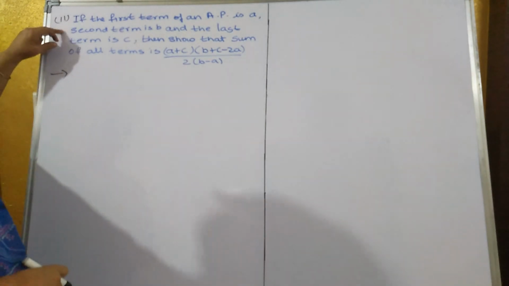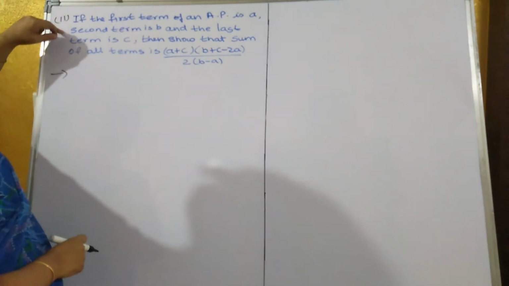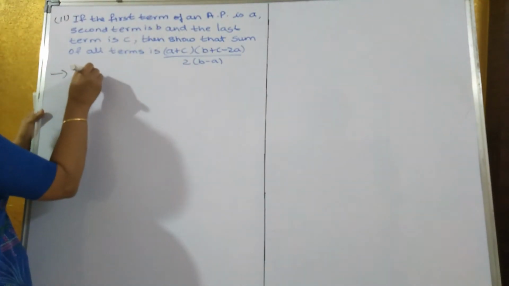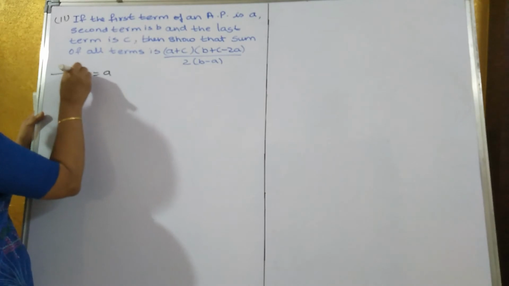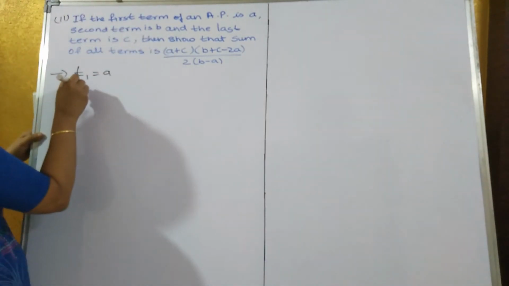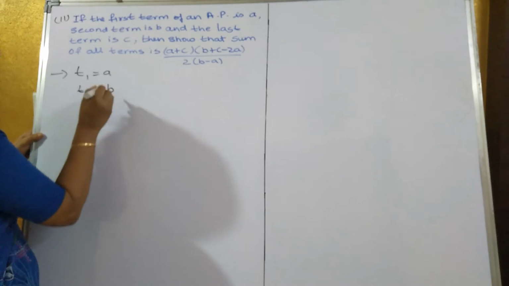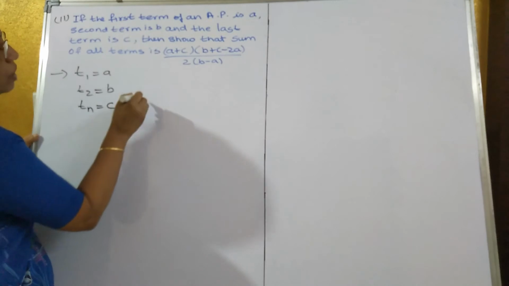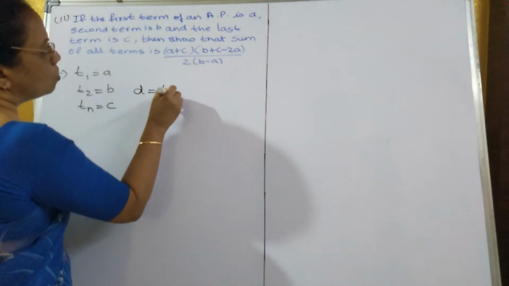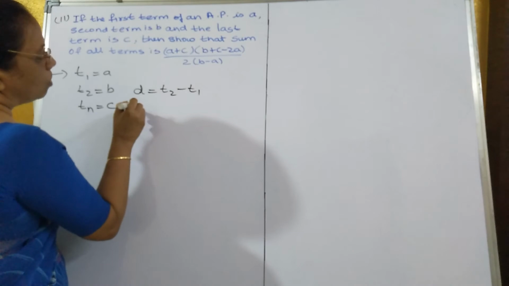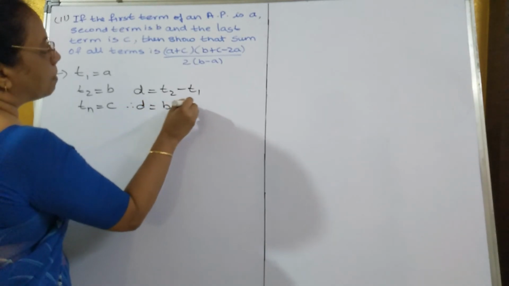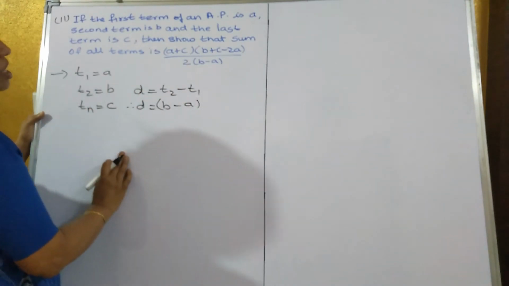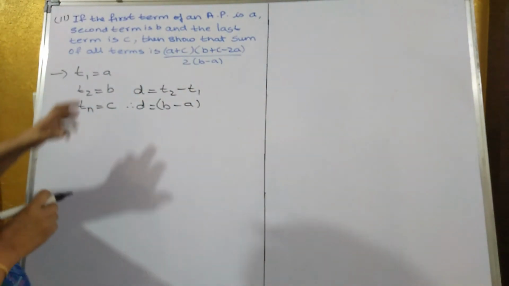Now, the sum of problem set 3. They have given that the first term of an AP is A, so T1 is equal to A. The second term is B, so T2 is equal to B. And the last term is C, so Tn is equal to C. Now what is D? D is equal to T2 minus T1. Therefore D is equal to B minus A.